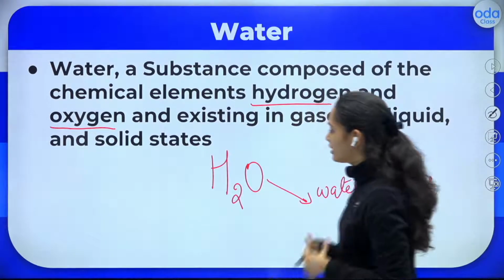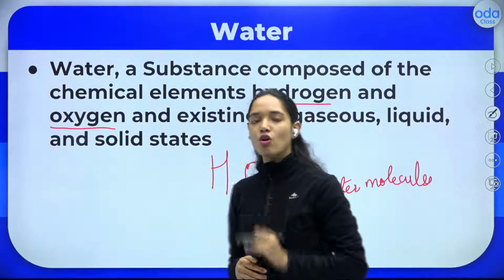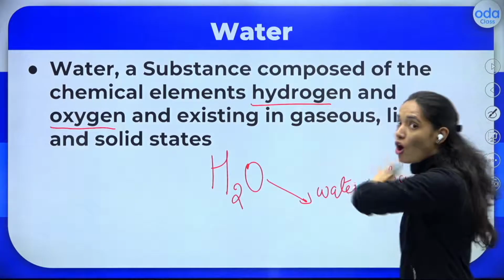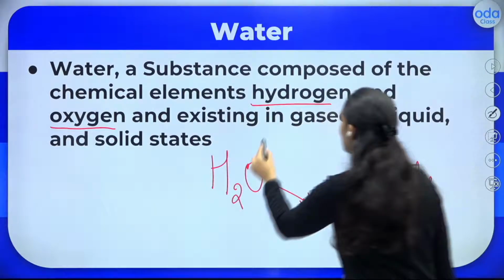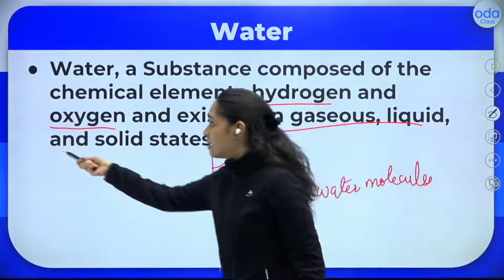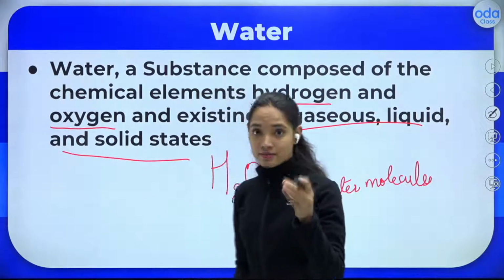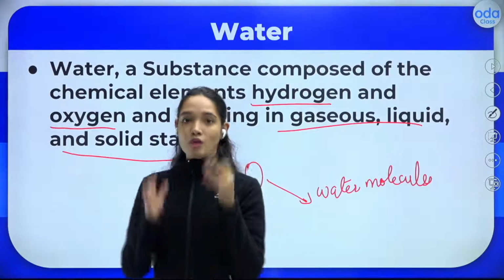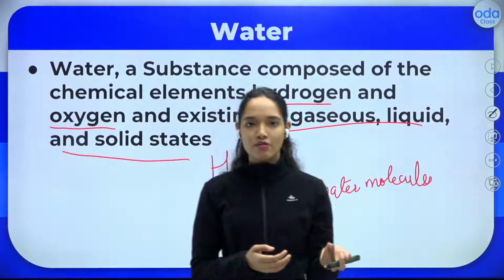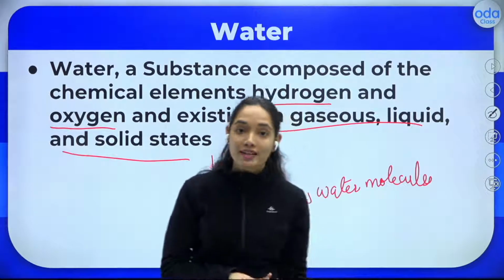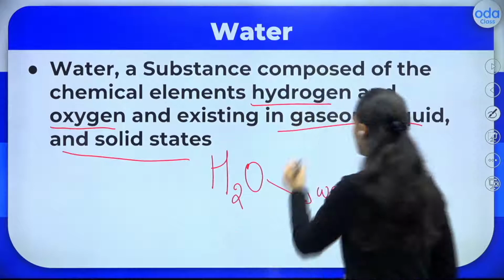Now talking about the speciality of this substance, H2O, it is the only substance that exists in all 3 states of matter, that is solid, liquid and gas. So students, ice is the solid form of water. When you heat this ice, it will melt and turn into the liquid form, which is your water. When you heat this liquid, it will evaporate and start forming water vapor, which is the gaseous state.